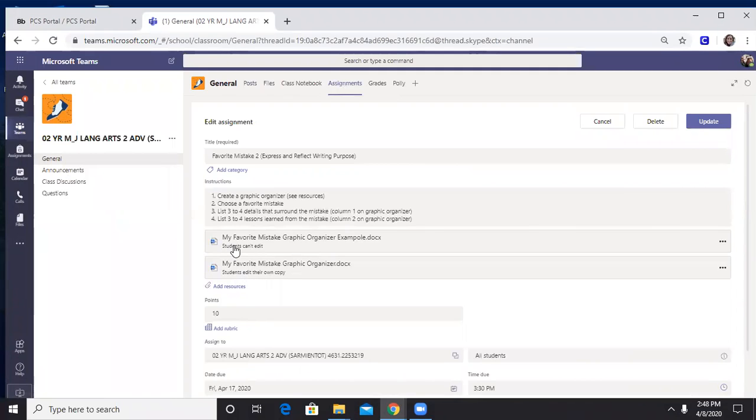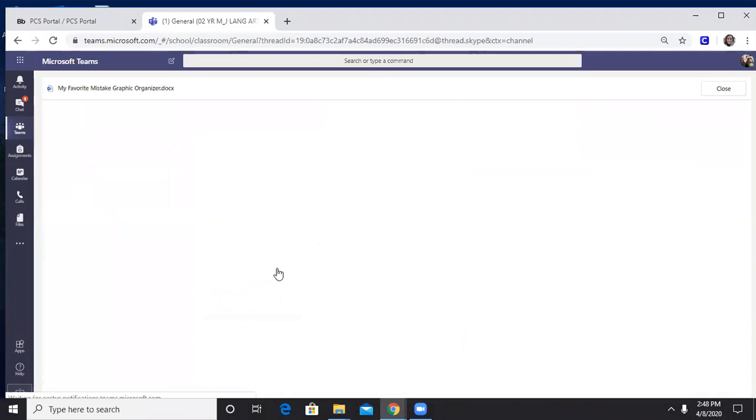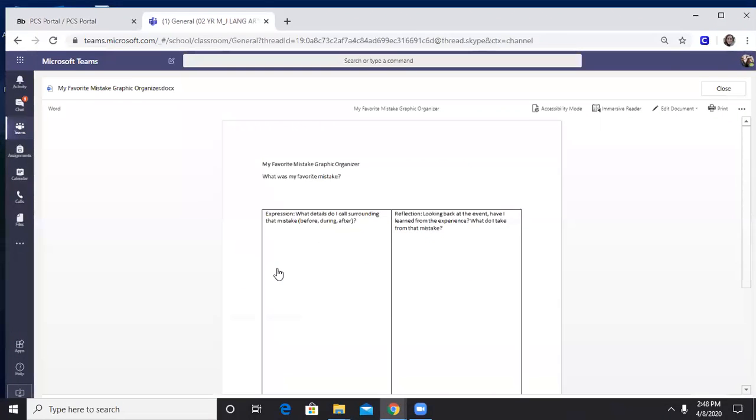So when you look at this one, this is your favorite mistake graphic organizer example. Excuse the spelling, I'm human. This is the one that you cannot edit because this is my example. The one that you can edit is this one. If you press on it, you'll see that it is a Word document and you'll just type in your answers, okay? So what I want you to do is reflect on what was your favorite mistake. You're going to write your answer right here. Write it, type it, whatever you desire.